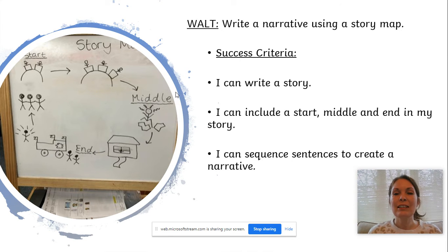Today we are learning to write a narrative using a story map. And our success criteria is, can you write a story using your story map? Can you include a start, a middle, and an ending in your story? And can you sequence your sentences to create a narrative, to create a story that makes sense?